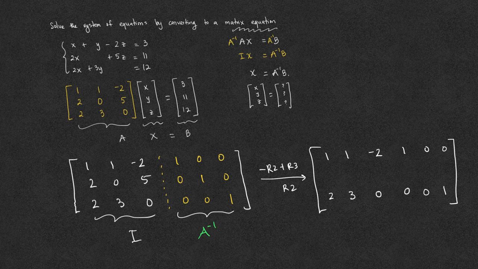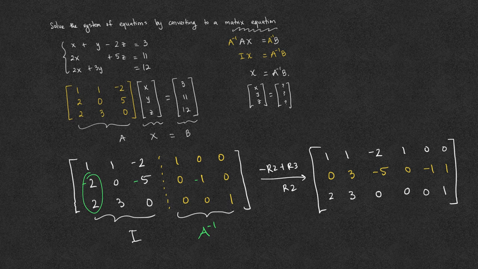The negative of row 2 is now negative 2, 0, negative 5, 0, negative 1. And we take the new row 2, which is the negative of the previous row 2, add to row 3 to obtain the entries for the new row 2. And this is 0, 3, negative 5, 0, negative 1, 1, where we take negative row 2 plus row 3.